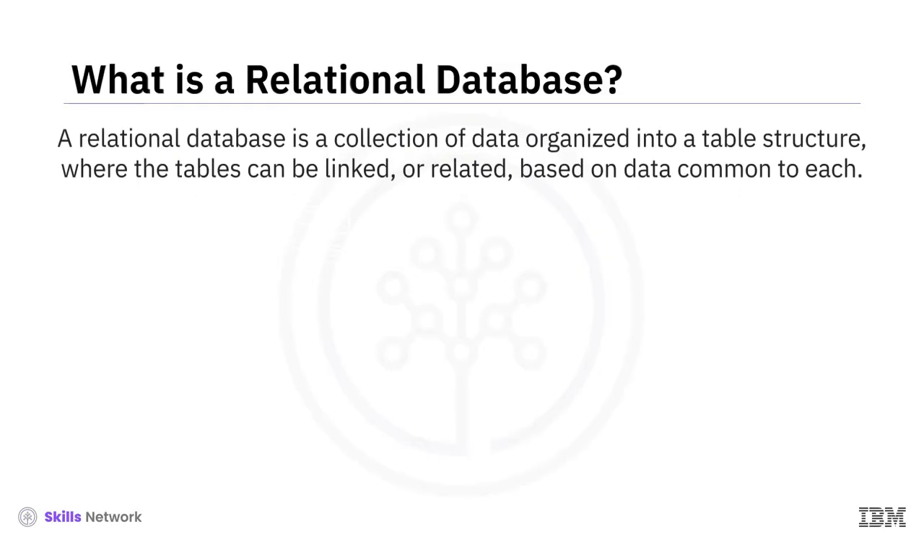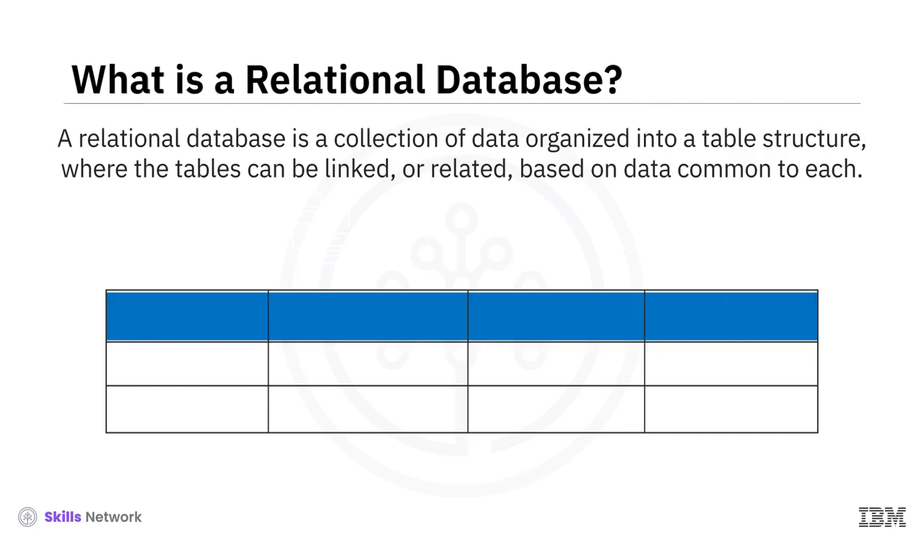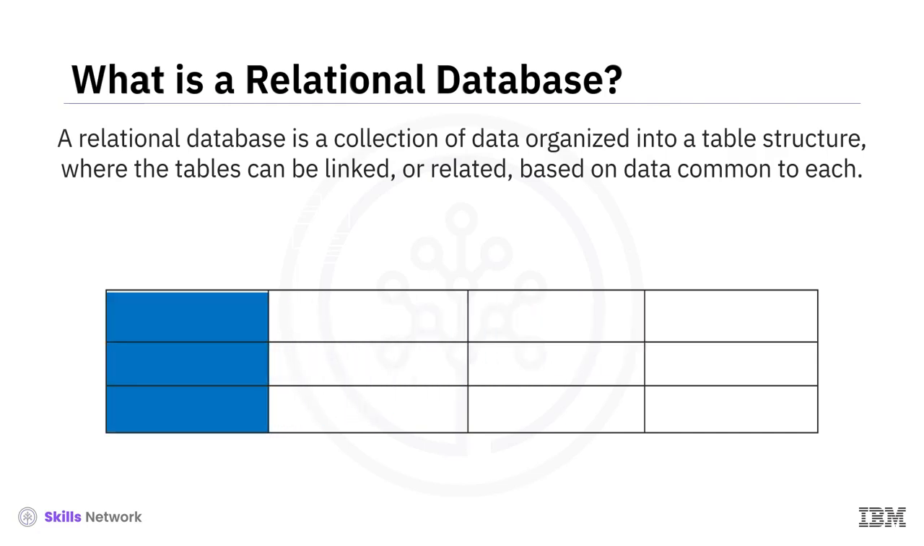A relational database is a collection of data organized into a table structure, where the tables can be linked or related based on data common to each. Tables are made of rows and columns, where rows are the records and the columns the attributes.